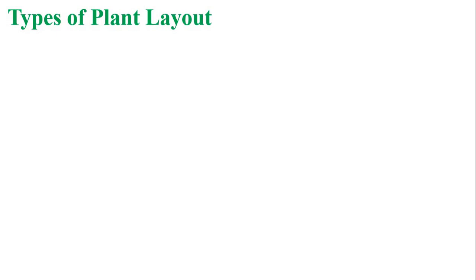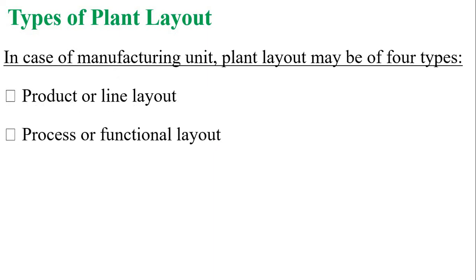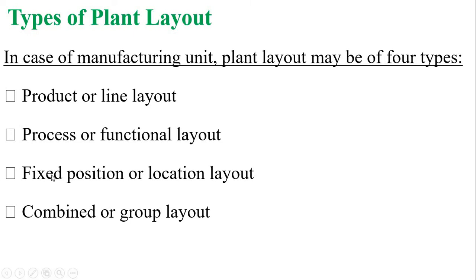Now let us discuss types of plant layout, which is very important from the exam point of view. In the case of a manufacturing unit, plant layout can be divided into four categories. The first one is product or line layout, then process or functional layout, fixed position or location layout, and finally combined or group layout. The first three are very important from the exam point of view. So these are the four different types or categories in the case of a manufacturing unit. Let us discuss one by one.